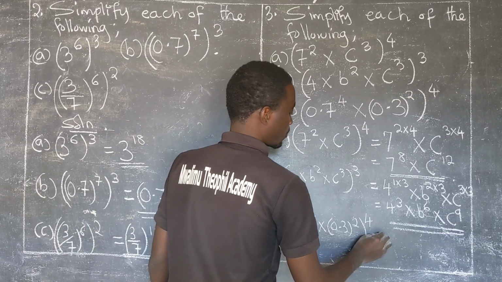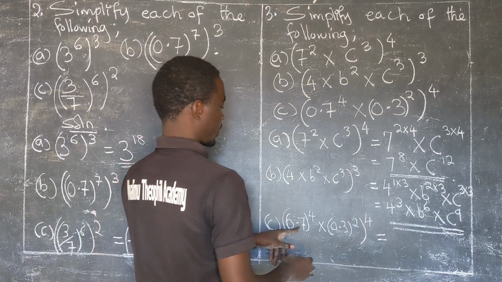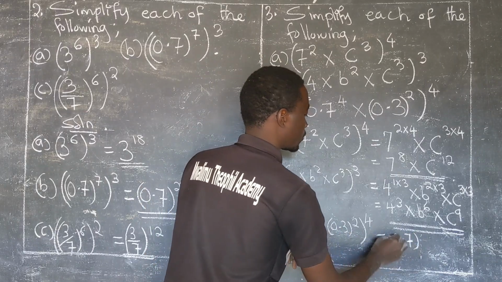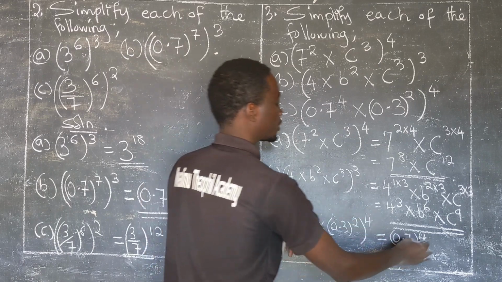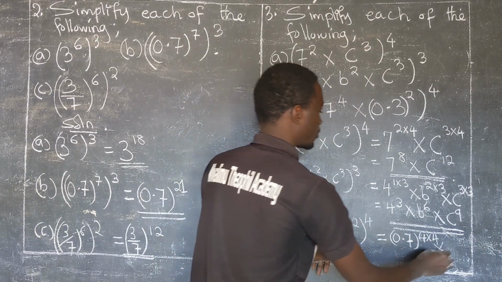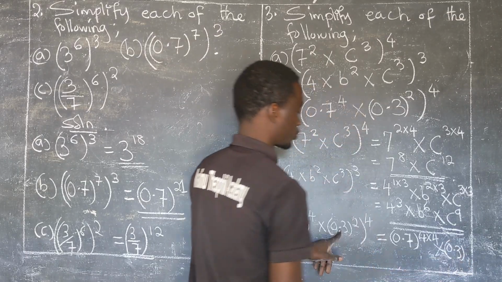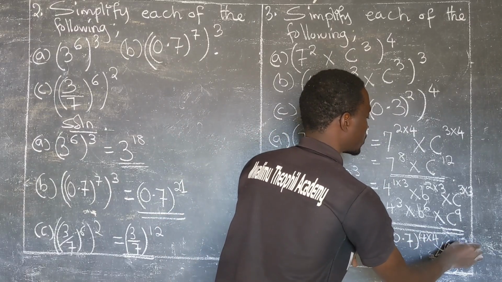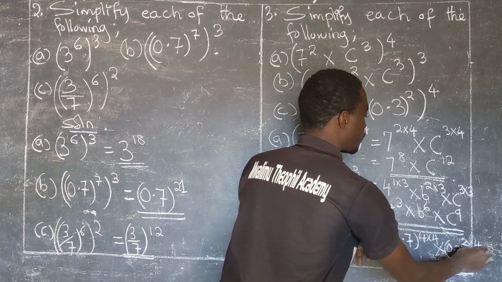The same, we express each in exponent 4. Now it will be 0.7 raised to 4, but this 4 is multiplied by the outside exponent, which is 4 again. We multiply by 0.3 raised to, it's 2 here, which is the original exponent. We multiply by the exponent outside the bracket, which is 4.